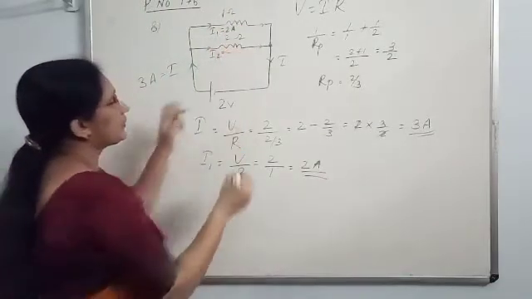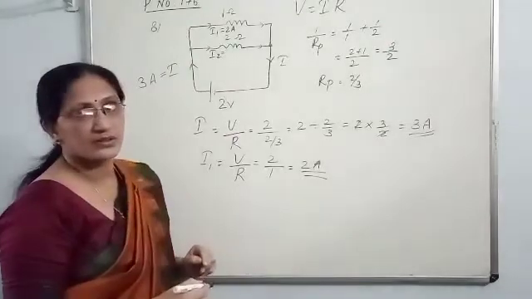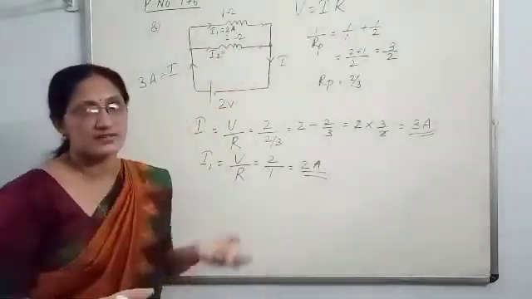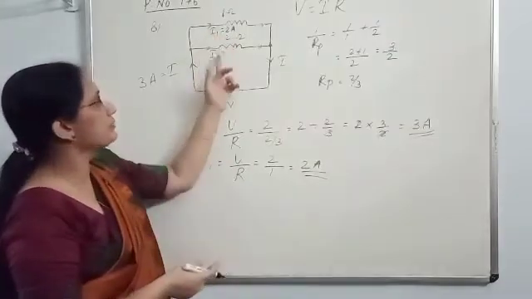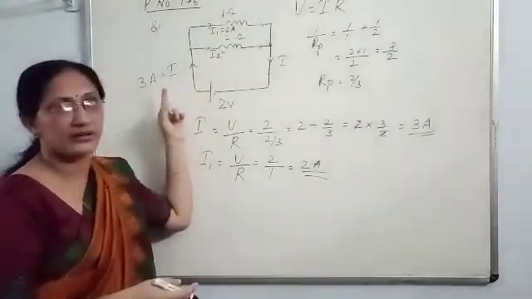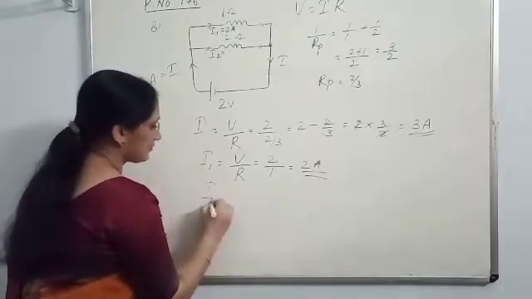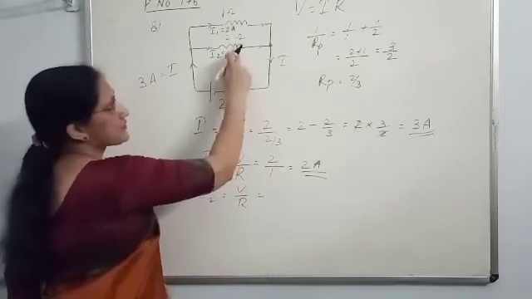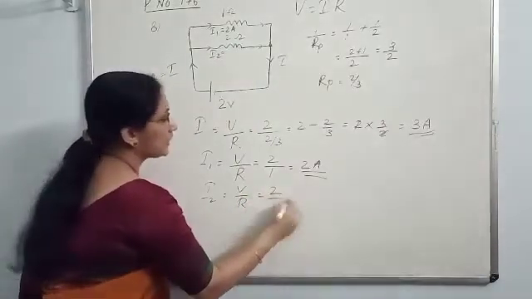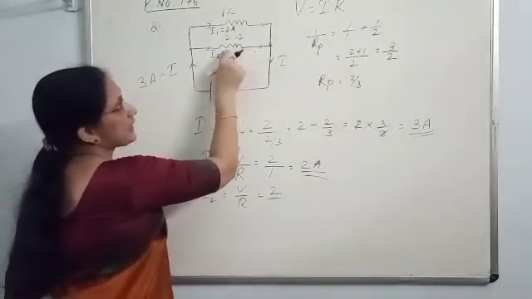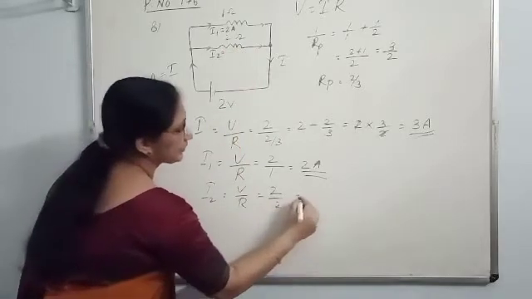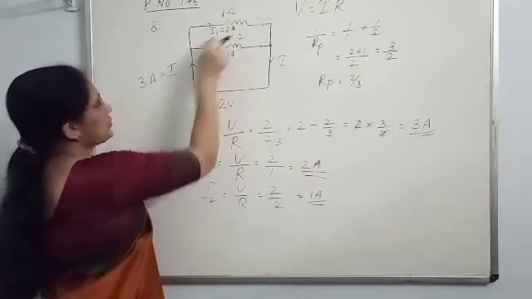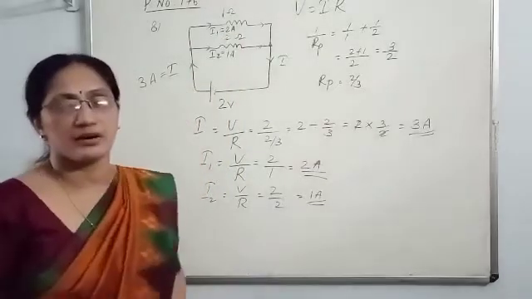Now, how will you find out current in this branch? You can subtract this 2 ampere from 3 and you will get it. That is one easy method, because you know I1 plus I2 is equal to main current I. Otherwise, the other method is the same formula, I2 is equal to V by R. V across this resistor is also the same 2 volt, and R means resistance of this branch, 2, that is 1 ampere. So current here is 1 ampere, 1 plus 2, that is main current 3 ampere.